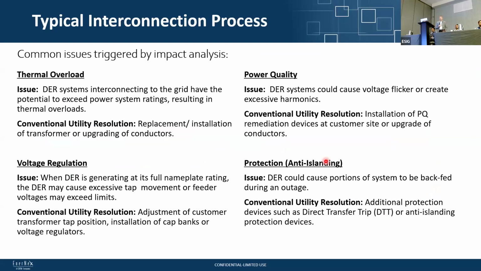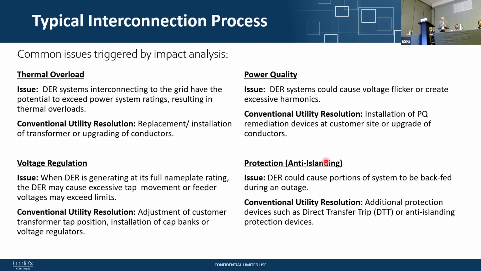So what are some common issues that are triggered when you are doing an impact analysis? We'll first look at the two on the left, because those are the ones that can directly be modified or addressed with flexible interconnection. One might be a thermal overload. Typically you're hitting a limit on a conductor or a transformer, and you have to take that into account. Conventional utility resolution would be the replacement or installation of a transformer, or reconductoring to allow for that full nameplate capacity to connect.